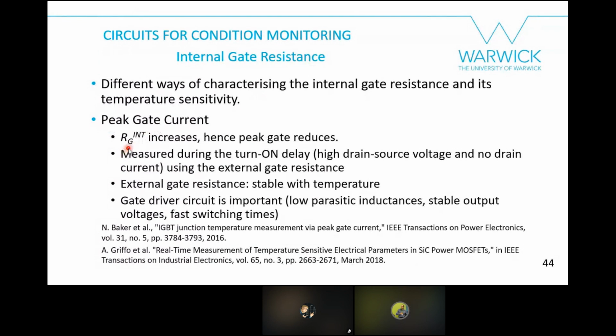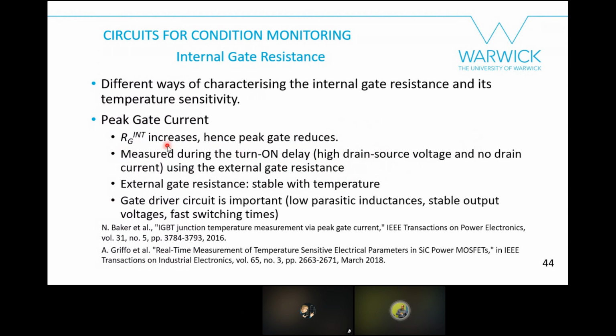You can use the peak gate current. You know that the gate resistance increases with temperature, so that means your peak gate current is going to reduce. You have to measure this during the turn-on delay, where your drain source voltage is still high and there's no drain current, and you can use the external gate resistance. As a sensor, you just measure the voltage across the external gate resistance.